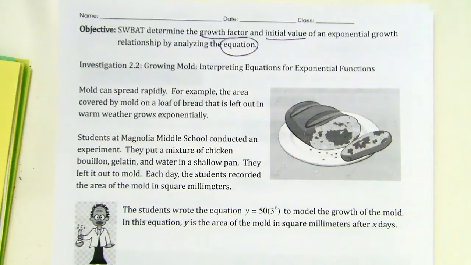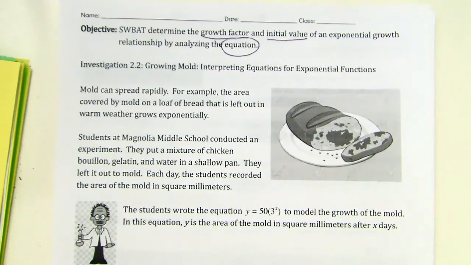So now that you saw that really cool looking tomato, I bet you're really hungry, right? So mold is something that grows exponentially. That means that it starts off growing slow and then it starts getting very fast, right?